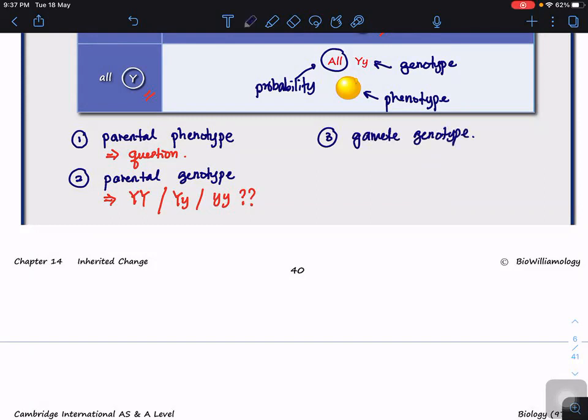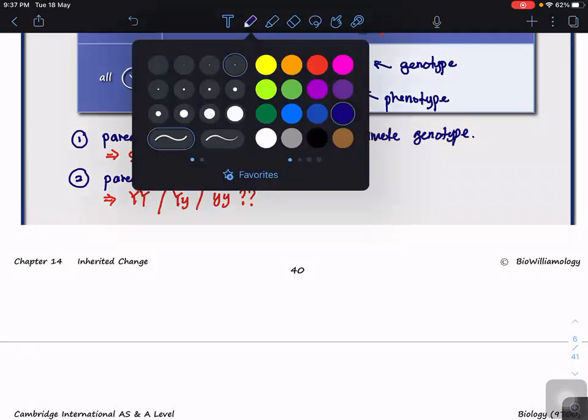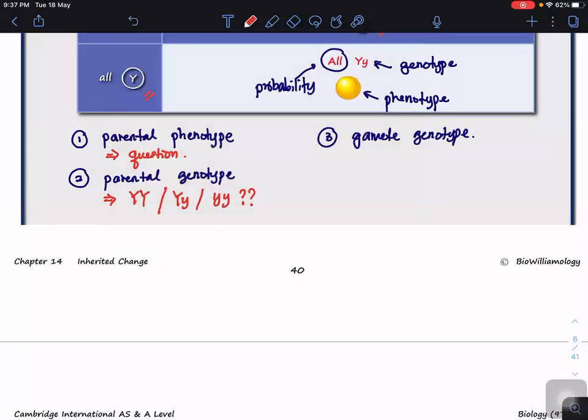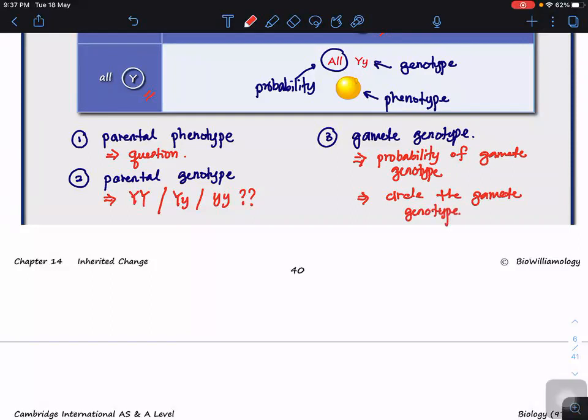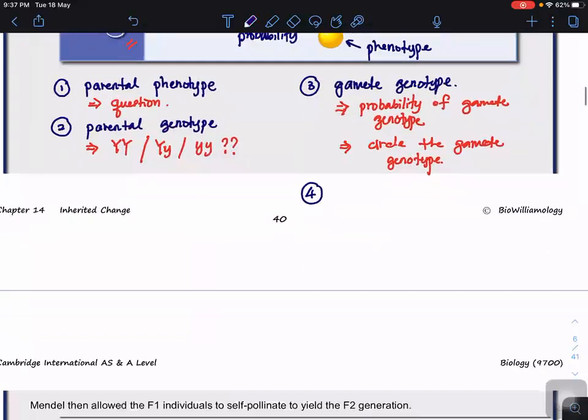Okay, so these are the important things that you need to write. First, you must have the probability of the gamete genotype. And you must circle the gamete genotype. Okay, then number 4. You can construct the genetic diagram.